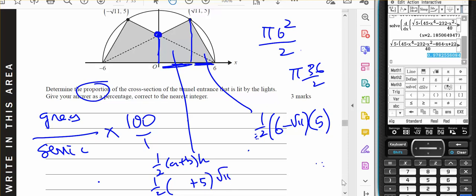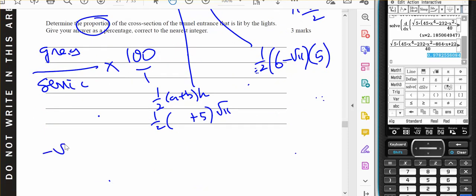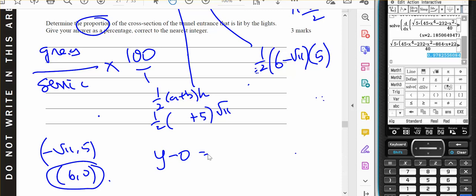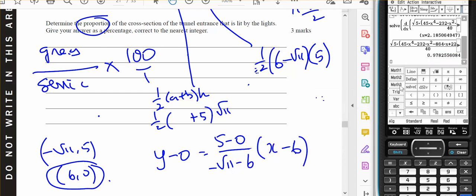I need to find this coordinate here. So if I could find the equation of this line, then its y-intercept will be that height. So I've got minus root 11 and 5, and the point 6 and 0. I'm going to do y minus 0, so I'll use this as my x1, equals y2 minus y1 over x2 minus x1, so 5 minus 0 over minus root 11 minus 6, times x minus 6. And I'm just going to do it on the calculator.